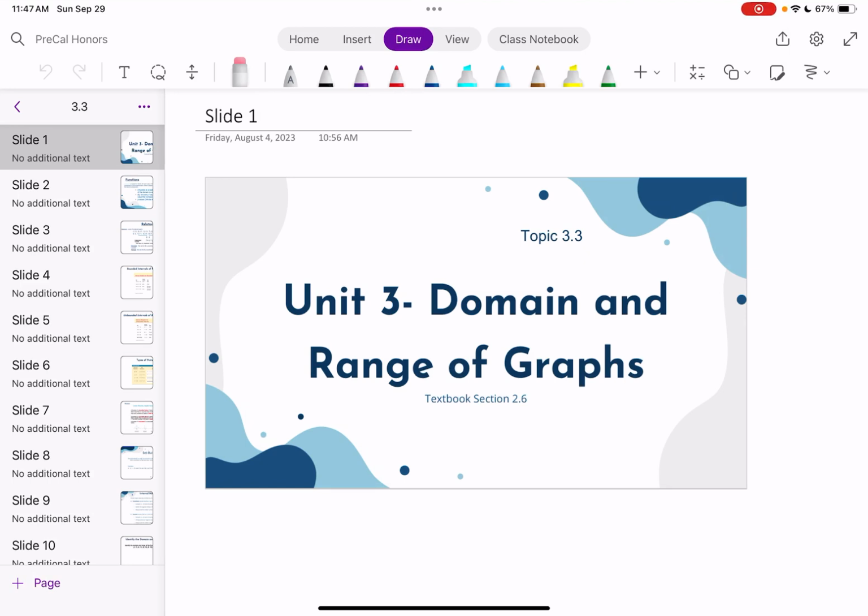Welcome to 3.3. In this section, we will be taking a look at the domain and range of graphs.